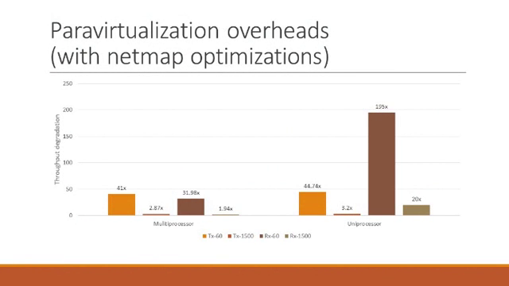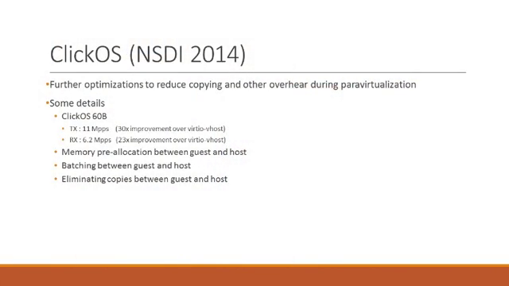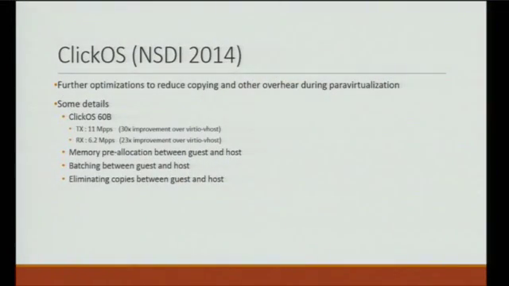Even if we run this network framework inside our paravirtual guest, we found that it performs very badly, since it requires an extra core for side-core emulation on a uniprocessor setting. Here is another work which further optimizes this paravirtual interface by doing similar kinds of optimizations to what Netmap does. It profiles the guest and host network stack, and then does some optimizations like memory pre-allocation, batching, and eliminating copies, and they achieve very good performance.